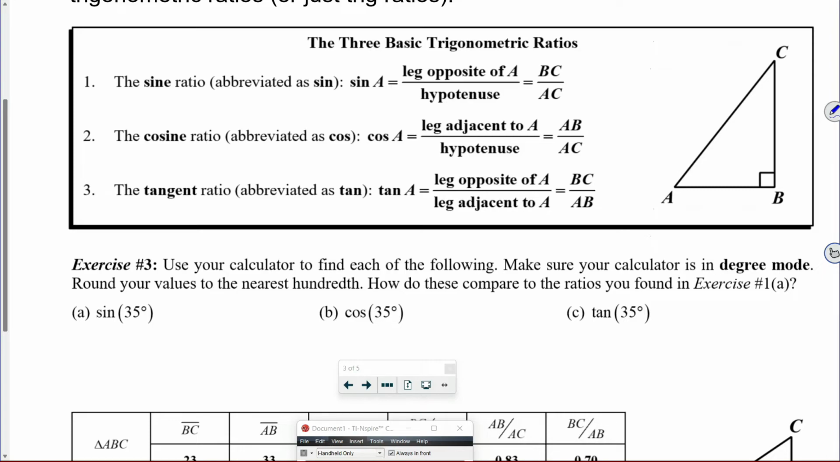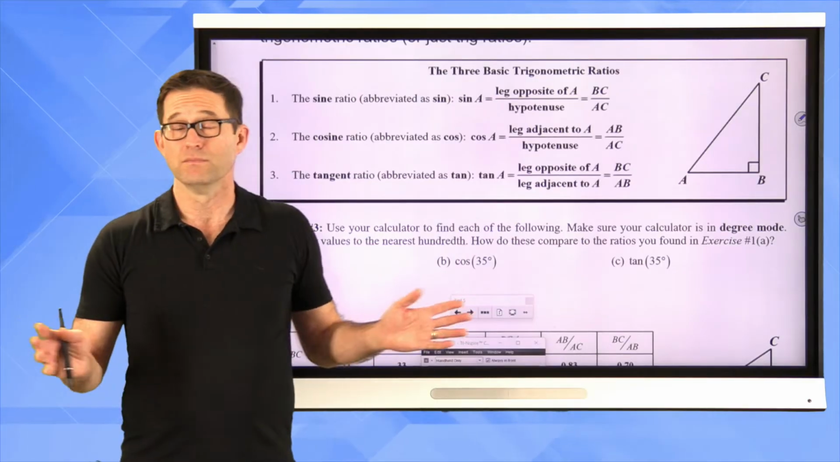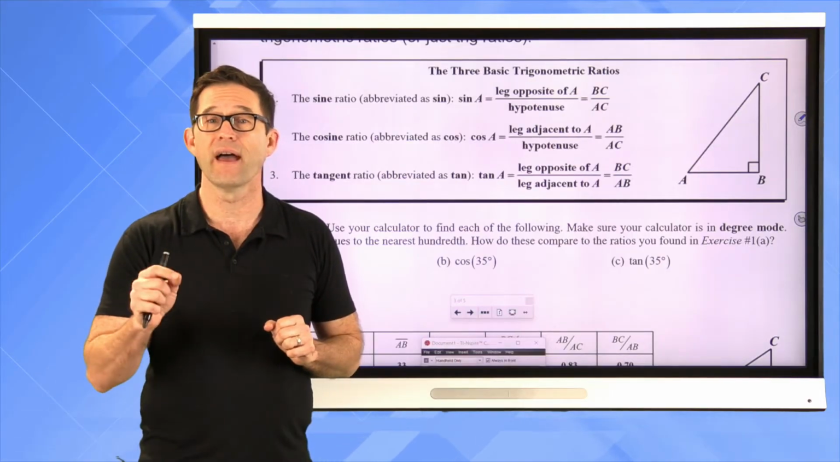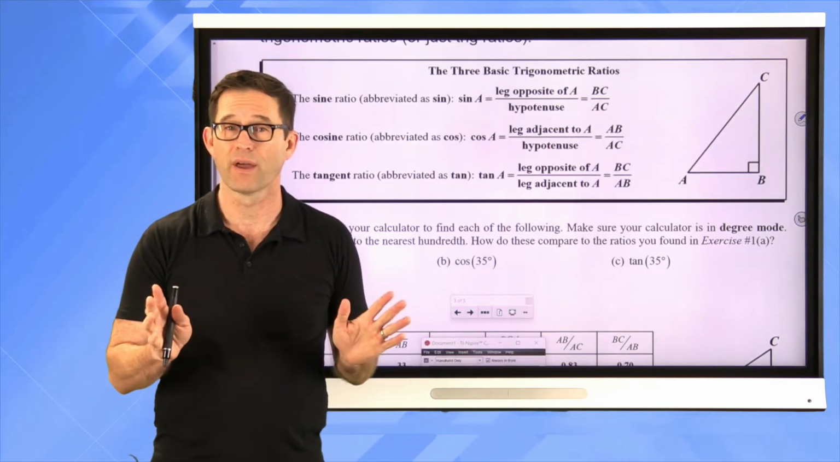And finally, the tangent ratio, abbreviated as tan. The tangent of A is the leg opposite of A divided by the leg adjacent to A. Again, in our diagram, that would be side BC divided by side AB. All right, so again, all these things are those ratios that we looked at in exercise number 1, okay?